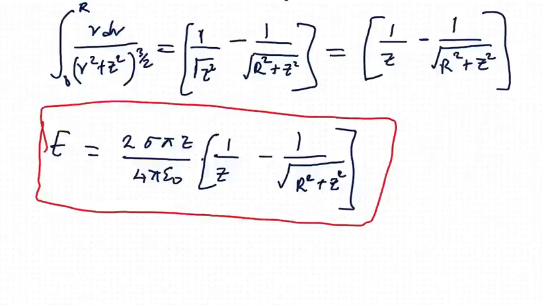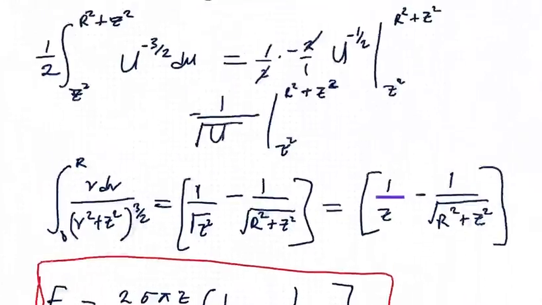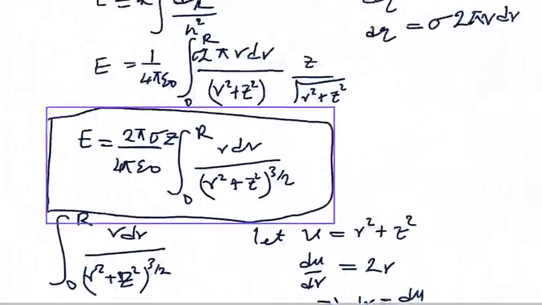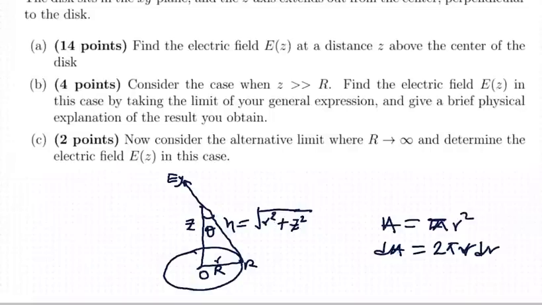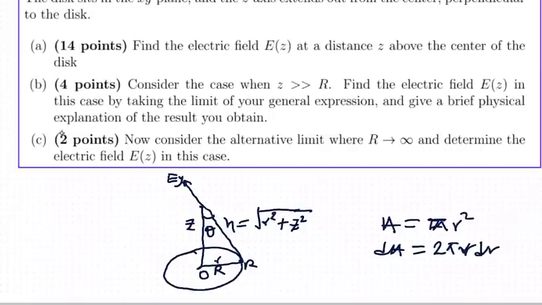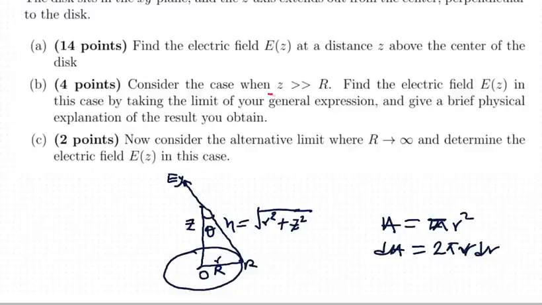So let's solve question 2. The B part of the question says we should consider the case where z is much greater than r, and we should as well find the electric field Ez in this case by taking the limit of your general expression and give a brief physical explanation of the result you obtain. Okay, let's solve.